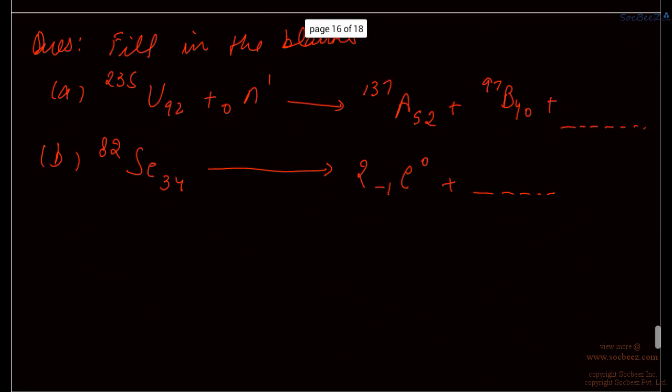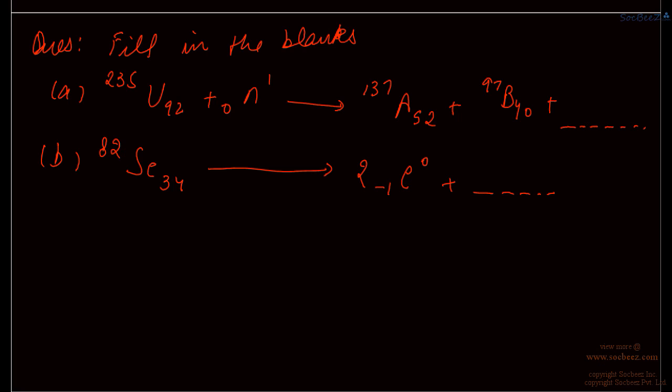Okay, so let's discuss one more question, and the question is very small. It's asking us to fill in the blanks. Here this question can be solved by the law of conservation of mass only. So when uranium is bombarded with a neutron, we studied about nuclear fission and nuclear fusion types of reactions. So this is a type of nuclear fission.